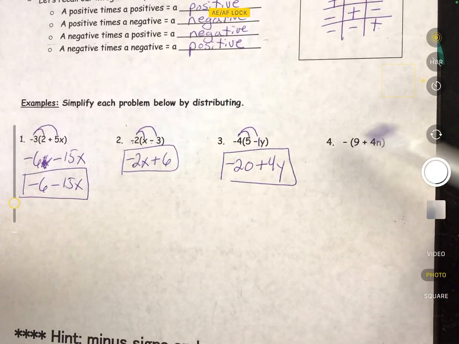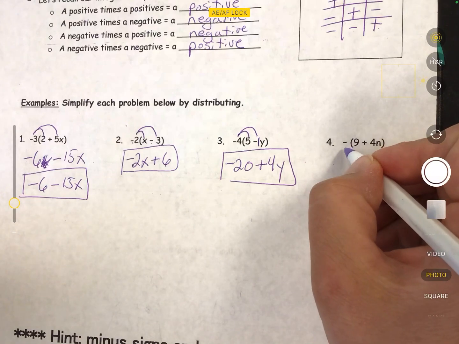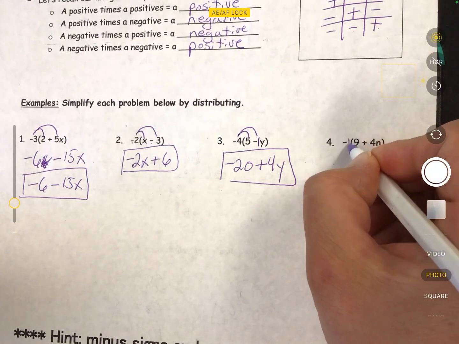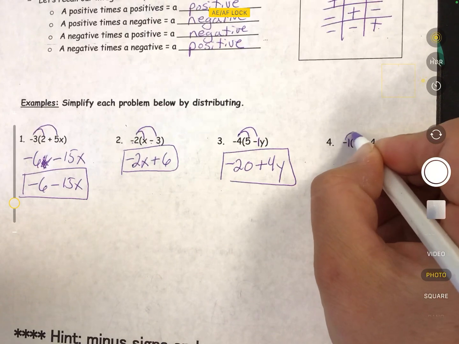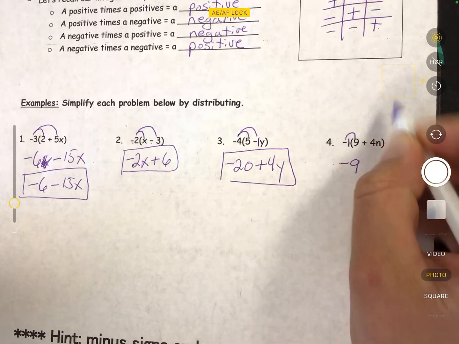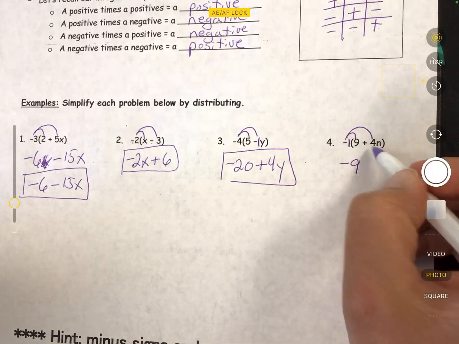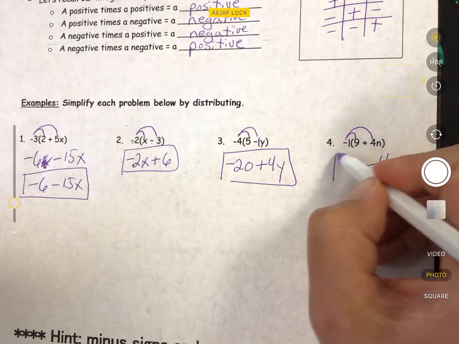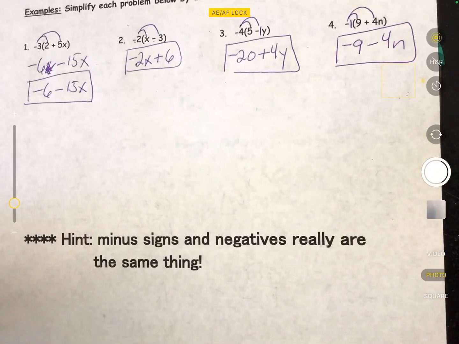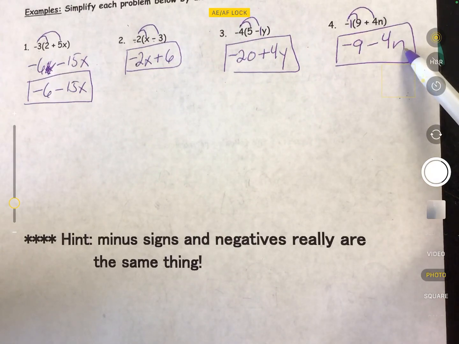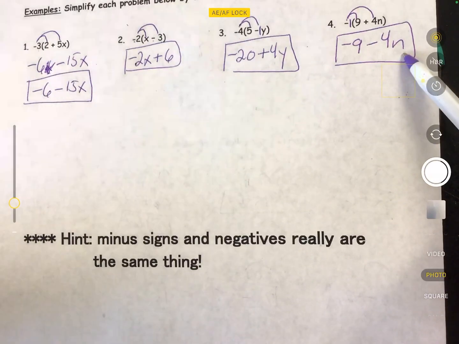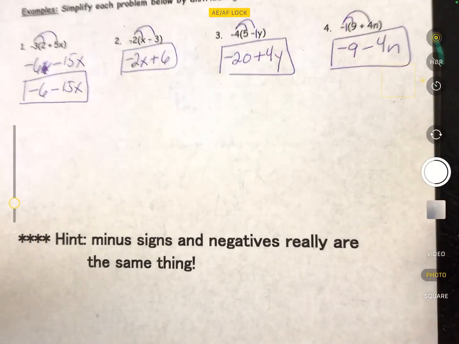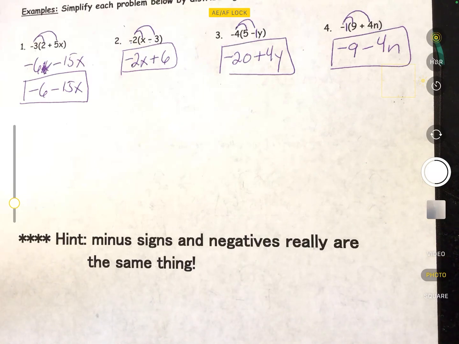Now, this is about as tricky as it's going to get. There's just a negative sign in front of your parentheses, so that means it's a negative 1. Negative 1 times a positive 9 is a negative 9. Negative 1 times a positive 4n is a negative 4n. Here's your hint. Minus signs and negative signs really are the same thing. They really are. So when I say negative 4n and I say minus 4n, it means the exact same thing. That is how you distribute.